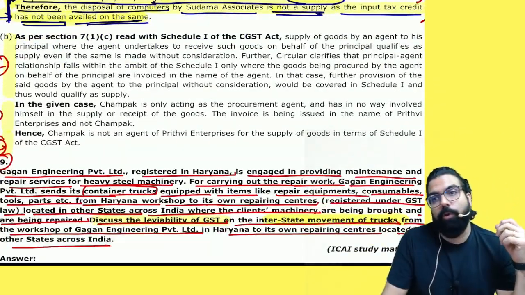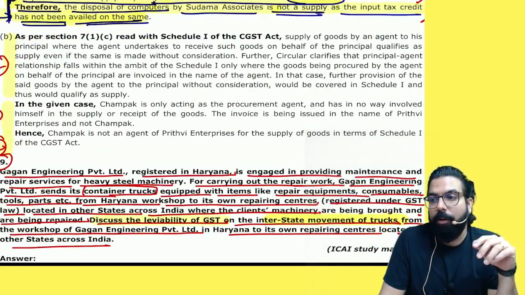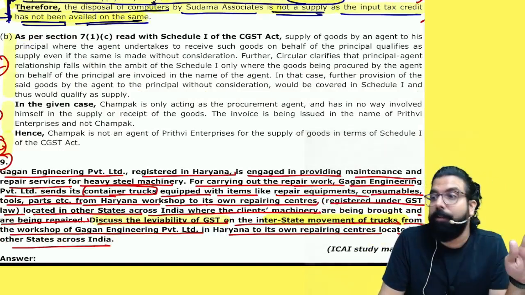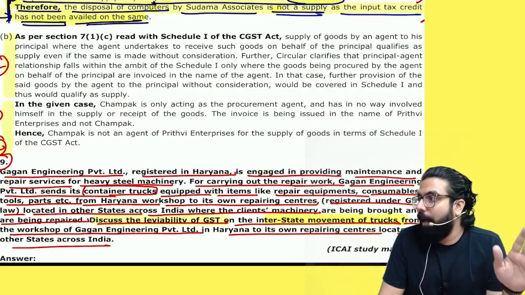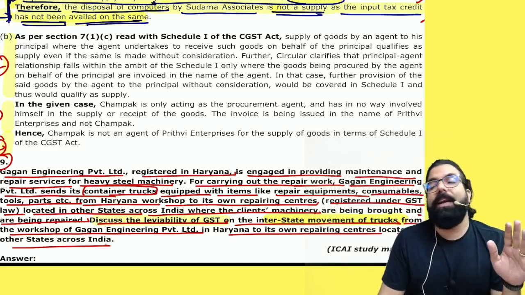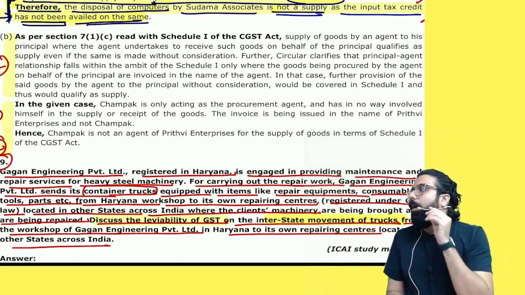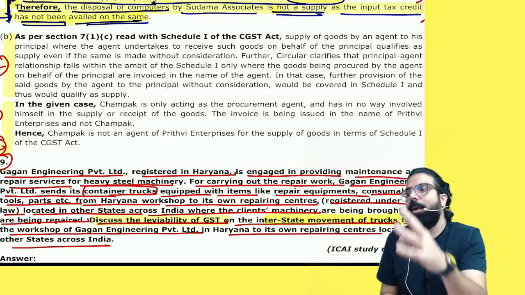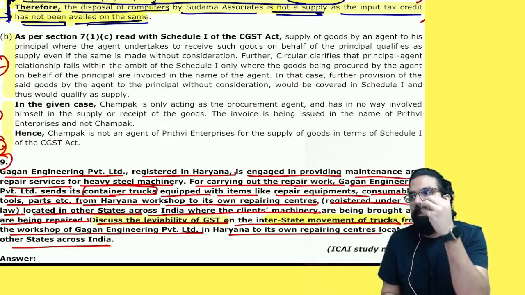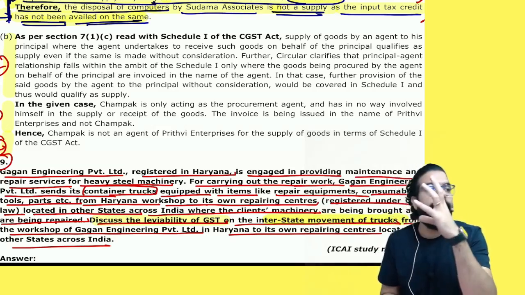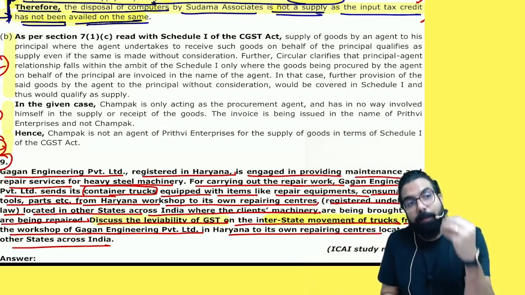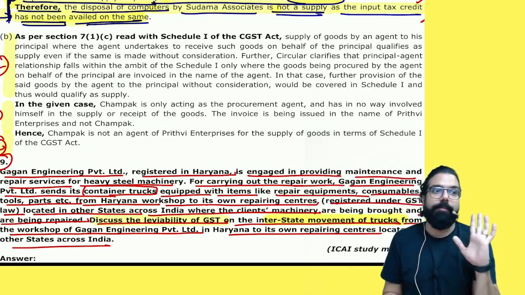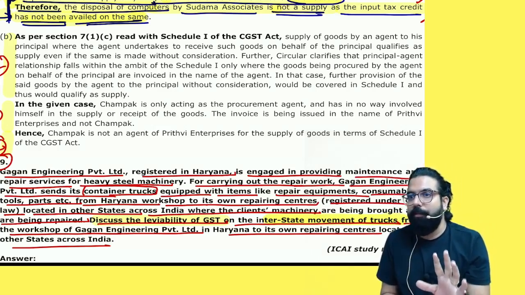Sir, in the exam, though, I will not remember 7(1)(c) and all. No problem, right? As per the CGST Act. It's okay. Can I go ahead, everyone? See, at CA Intermediate level, you guys are kids. You are not expected to write section numbers completely. Even if you remember as per Schedule 1, write as per Schedule 1. Even if you remember 7(1)(c), write 7(1)(c). If you remember only as per CGST Act, writing that much is enough. Can I go ahead, everyone?